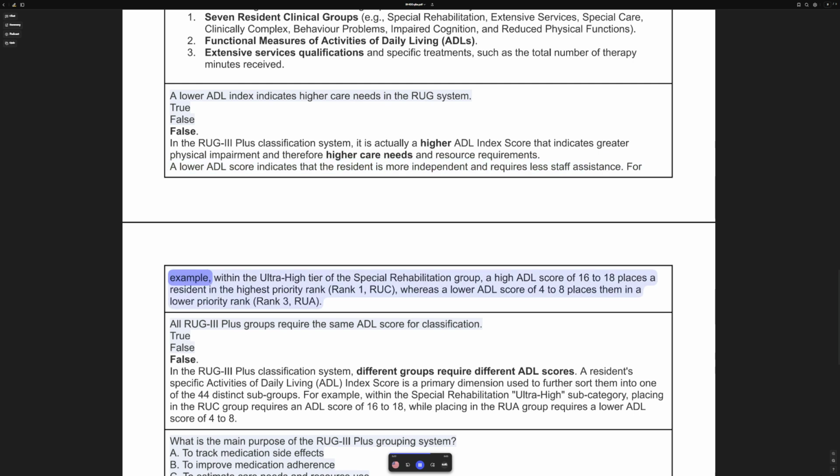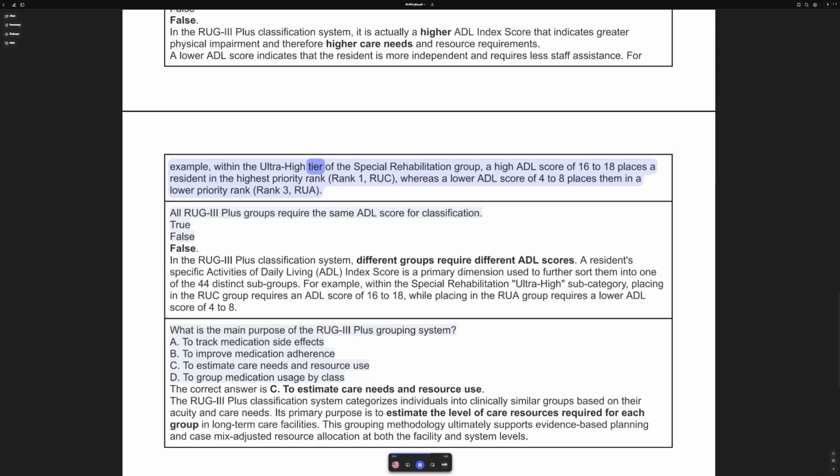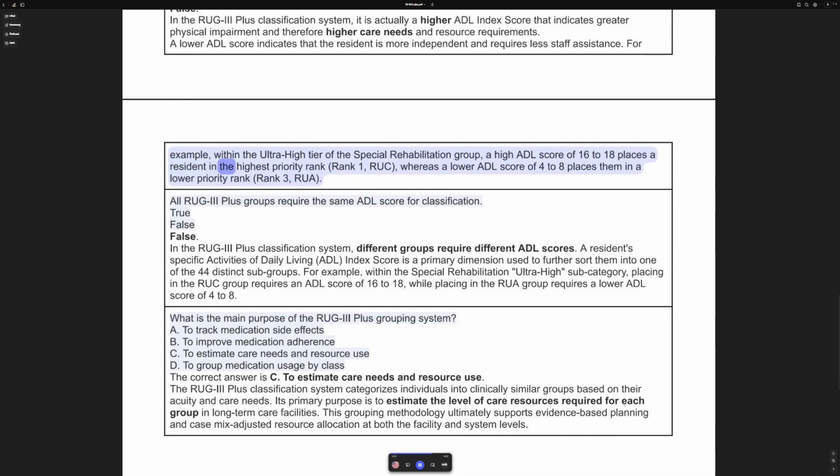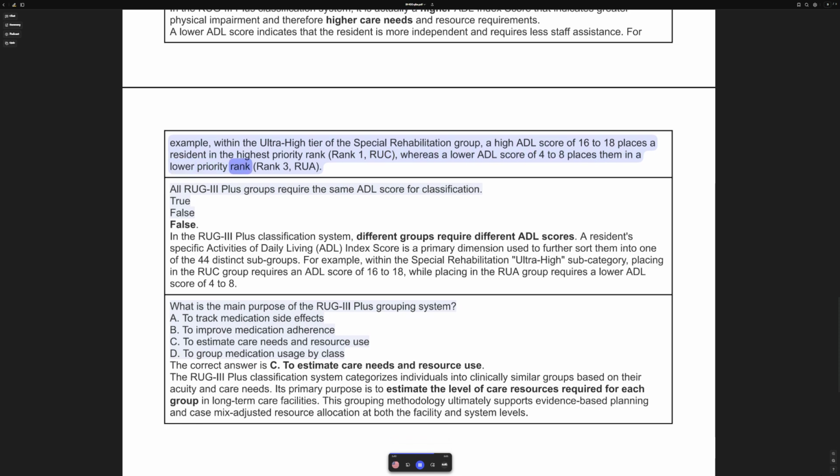4. Example, within the ultra-high tier of the special rehabilitation group, a high ADL score of 16 to 18 places a resident in the highest priority rank, rank 1, RUC, whereas a lower ADL score of 4 to 8 places them in a lower priority rank, rank 3, RUA.